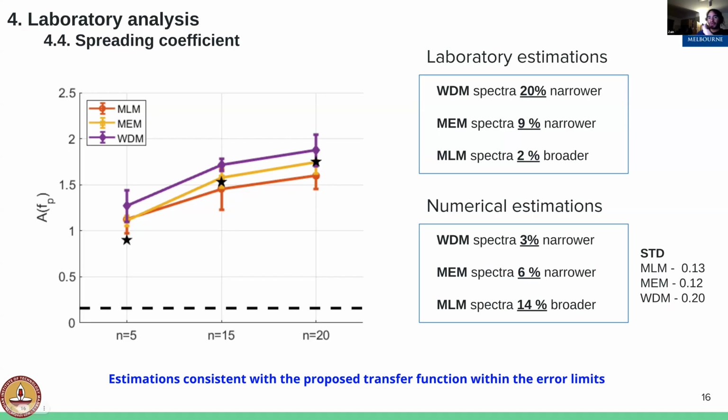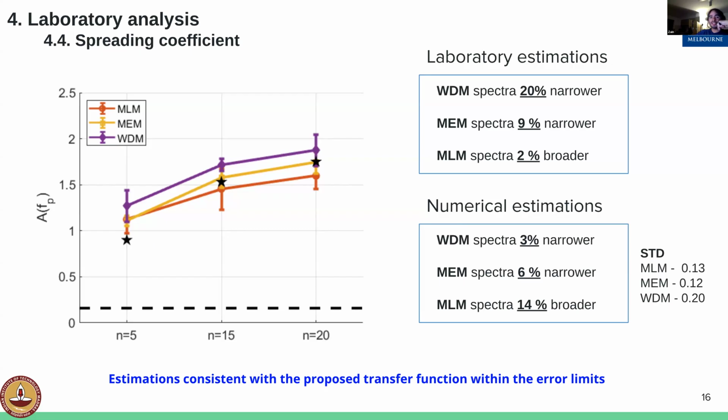Yeah, so we saw the same tendency as the numerical results, where both WDM and MEM were narrower and MLM showed a broader spectrum, but the percentages weren't the same. For comparison, I have the percentages here for the numerical estimations. And although they weren't the same, it is important to note that these percentages are still in the range when considering the error limits obtained from the transfer function, which we saw for WDM was a bit higher than the other two.